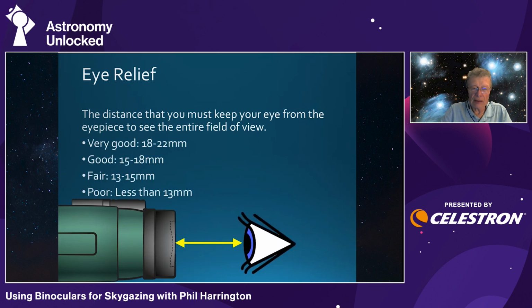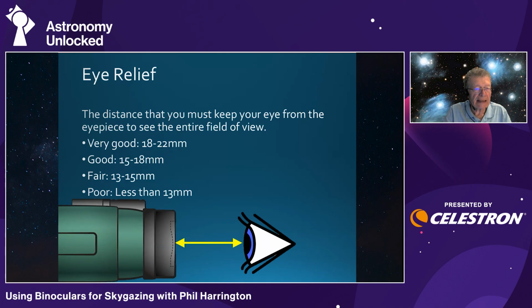You don't want it too hot or too cold. You want it just right. Not too far, not too short. Here are some numbers that you're going to see. Very good, in my humble opinion, very good binoculars have an eye relief anywhere from 18 to 22 millimeters.